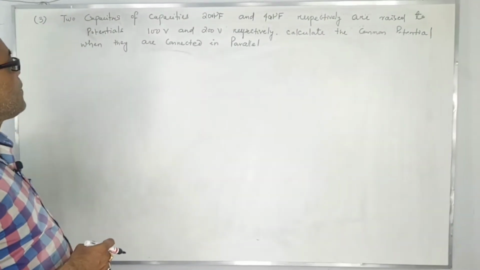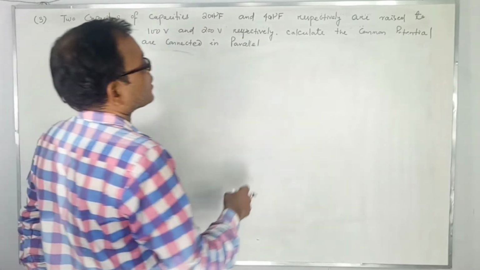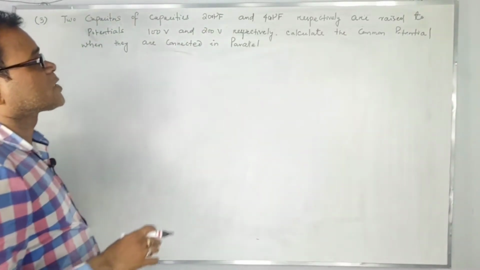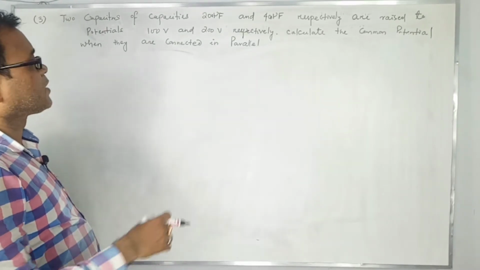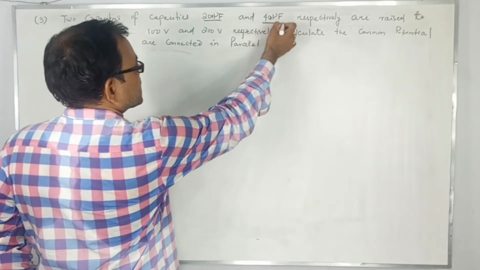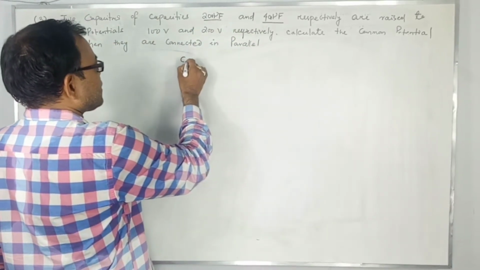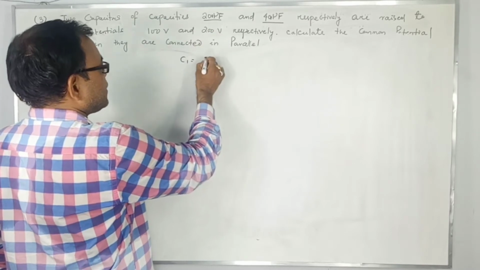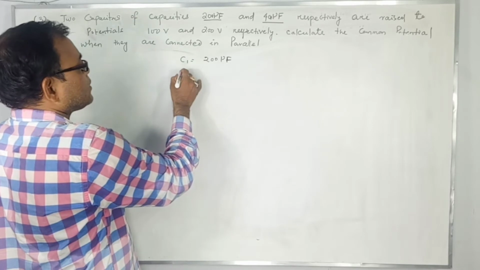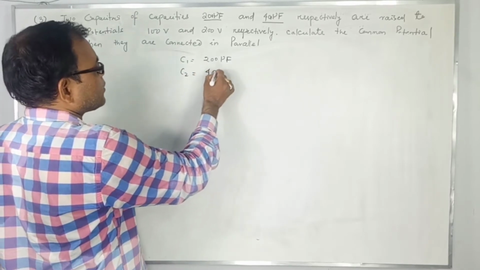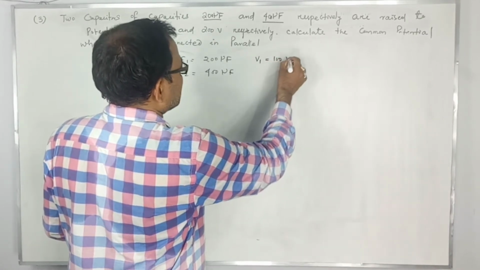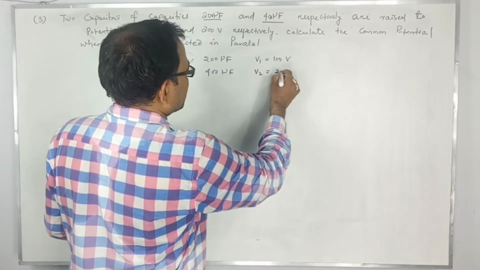Next question. Two capacitors of capacity 200 μF and 400 μF are respectively raised to potentials of 100 volt and 200 volt respectively. Calculate the common potential when they are connected in parallel. In this question, we are provided the two capacities. First capacitor's capacity C1 is 200 μF, and second capacity C2 is 400 μF. Similarly, given V1 is equal to 100 volt and V2 is 200 volt.